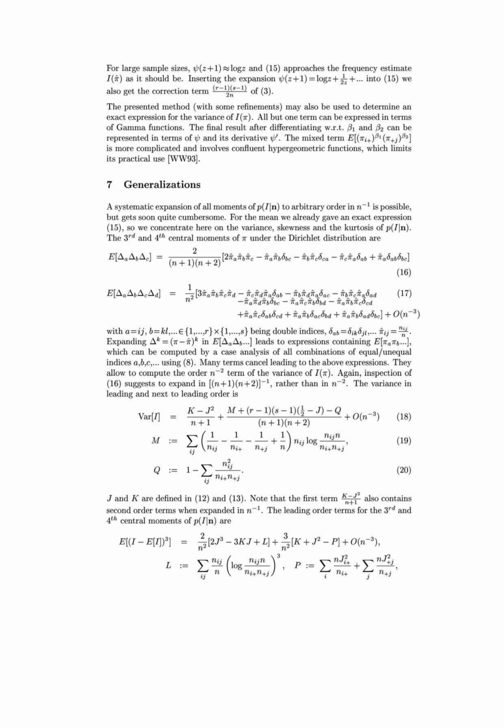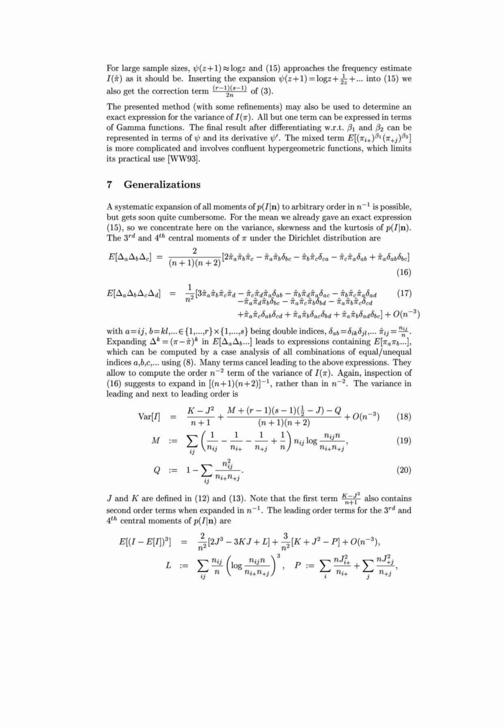Inserting the expansion ψ(z + 1) equals log z plus 1/(2z) into equation 15, we also get the correction terms of the earlier expansion. The presented method may also be used to determine an exact expression for the variance of I(π). All but one term can be expressed in terms of gamma functions. The final result, after differentiating with respect to a1 and a2, can be represented in terms of ψ and its derivative. The mixed term is more complicated and involves confluent hypergeometric functions, which limits its practical use.